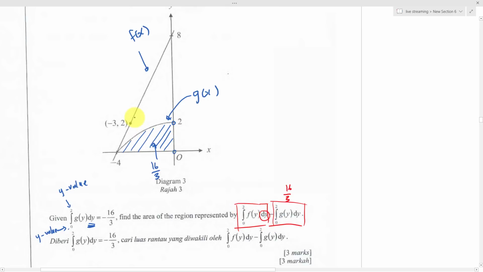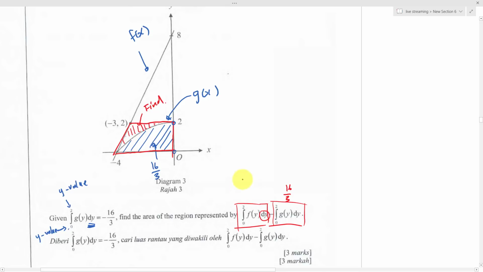So this is a straight line, from 0 to 2. Basically, I'm getting this trapezium. I hope you should be able to see this trapezium. So if I minus it, I'm getting this area over here. This is the area I want to find, which is the red one.